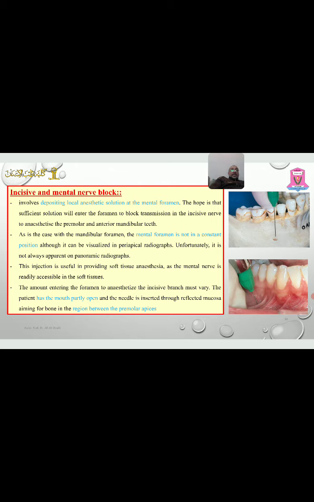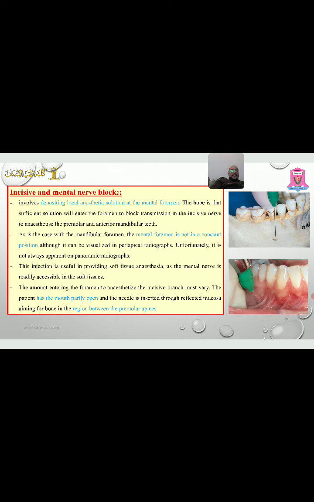As is the case with the mandibular foramen, the mental foramen is not in a constant position, although it can be visualized in the periapical radiograph. Unfortunately, it is not always apparent in panoramic radiographs. This injection is useful in providing soft tissue anesthesia, as the mental nerve is readily accessible in the soft tissue. The amount entering the foramen to anesthetize the incisive branch must vary.